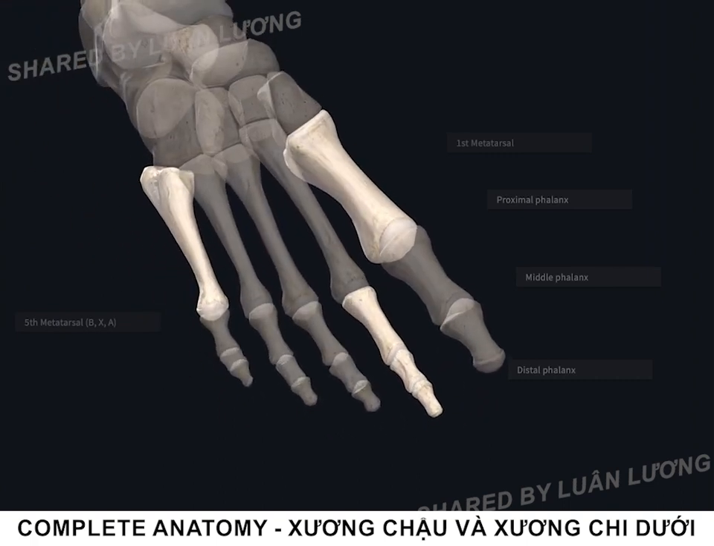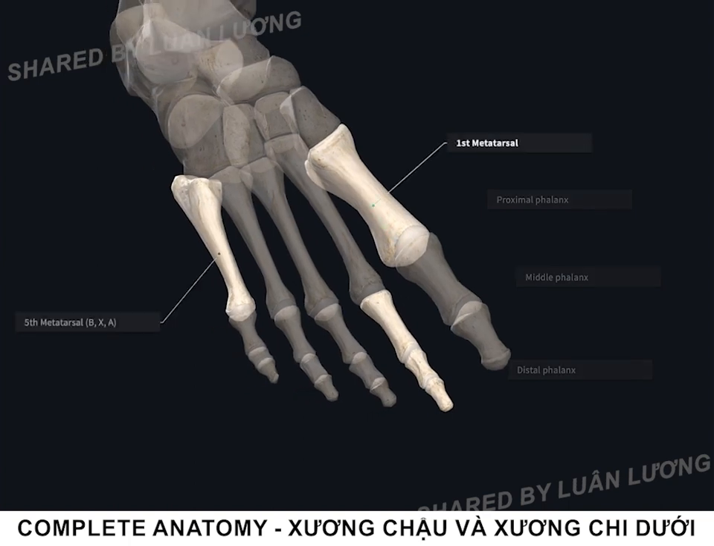So recall that there are only 14 phalanges because the great toe does not have a middle phalanx. Also, beginning medially, working laterally is how we number not only the toes, but the metatarsals, beginning with number 1 medially and ending with number 5 laterally.